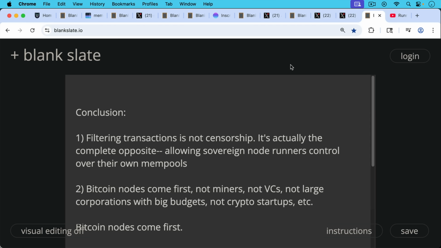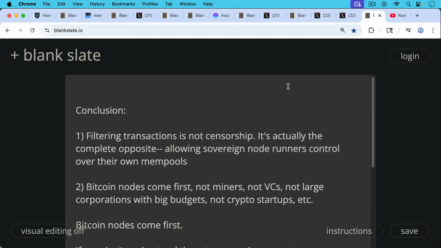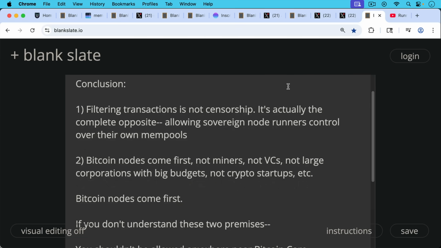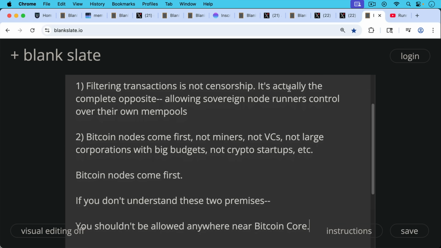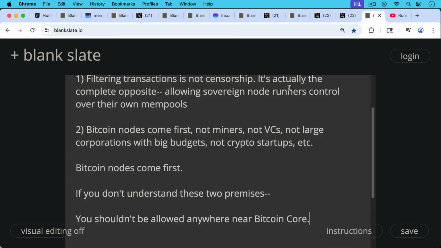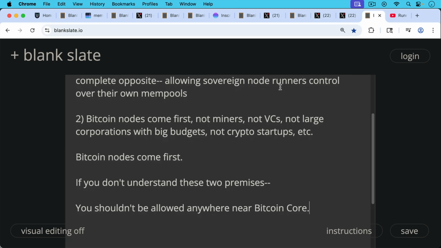In conclusion, number one, filtering transactions is not censorship. It's actually the complete opposite. It's allowing sovereign node runners control over their own mempools and relay policies. Number two, Bitcoin nodes come first. Bitcoin nodes come first, not miners, not VCs, not large corporations with big budgets, not crypto startups. Even if you happen to run the Bitcoin conference, you still come second to Bitcoin nodes.